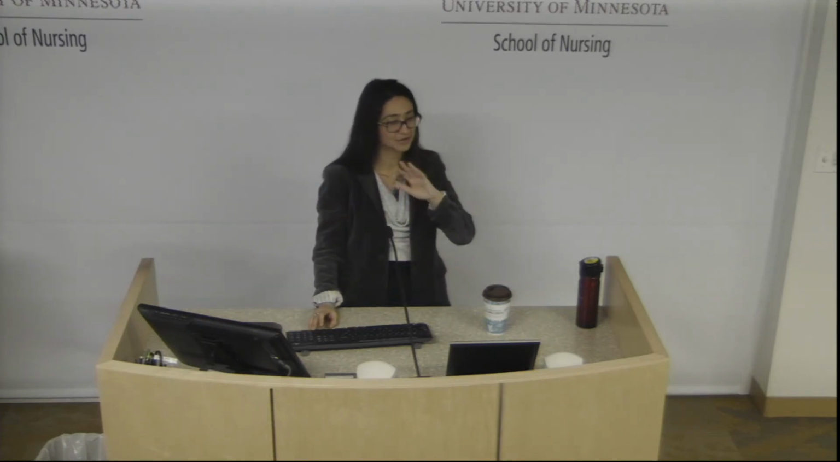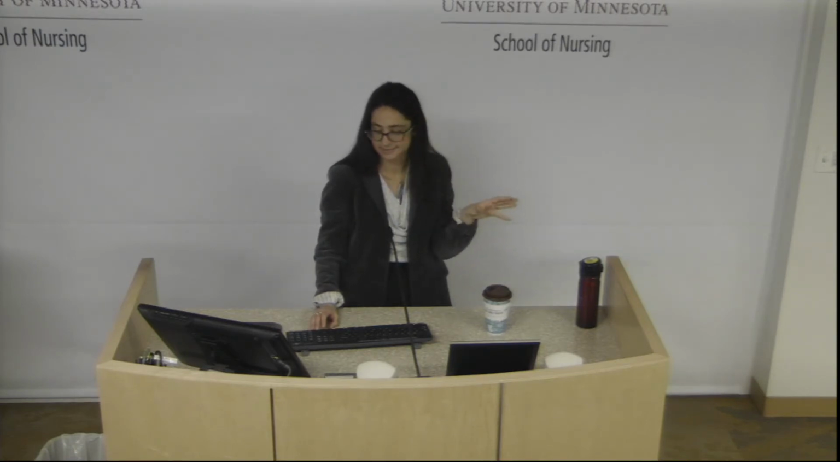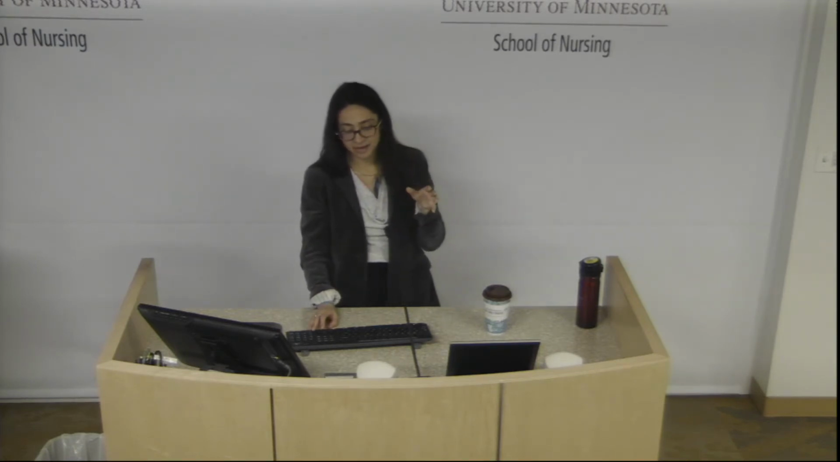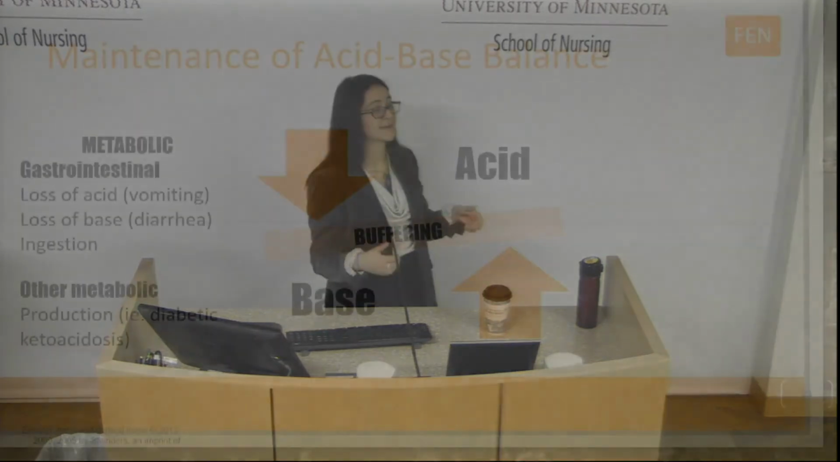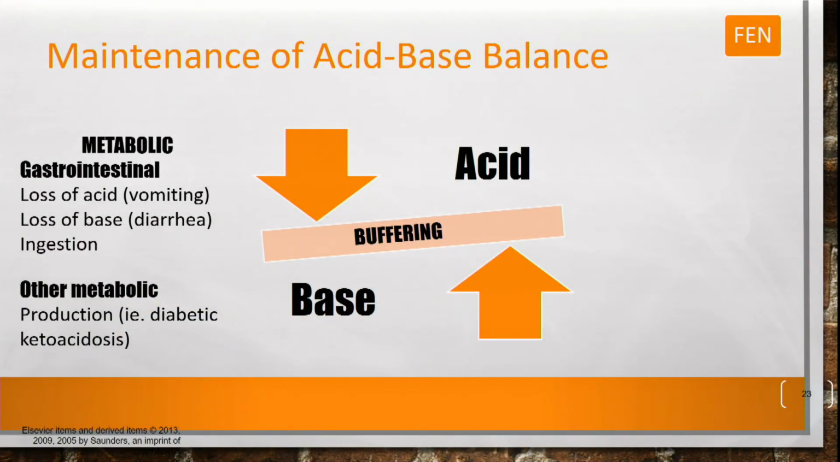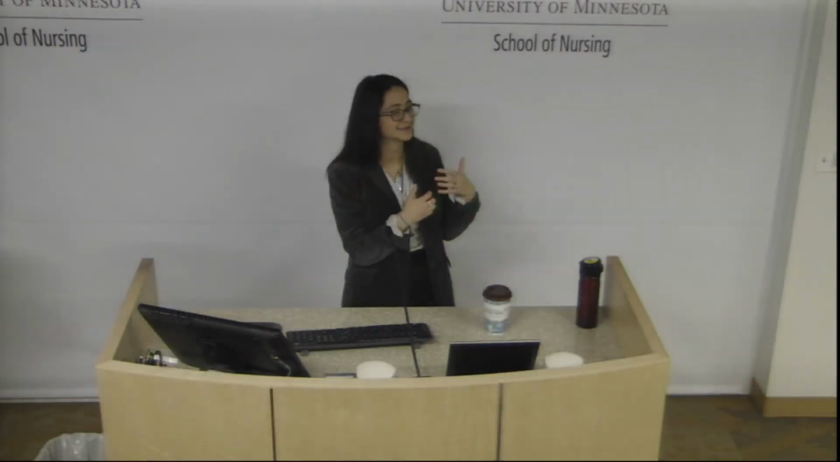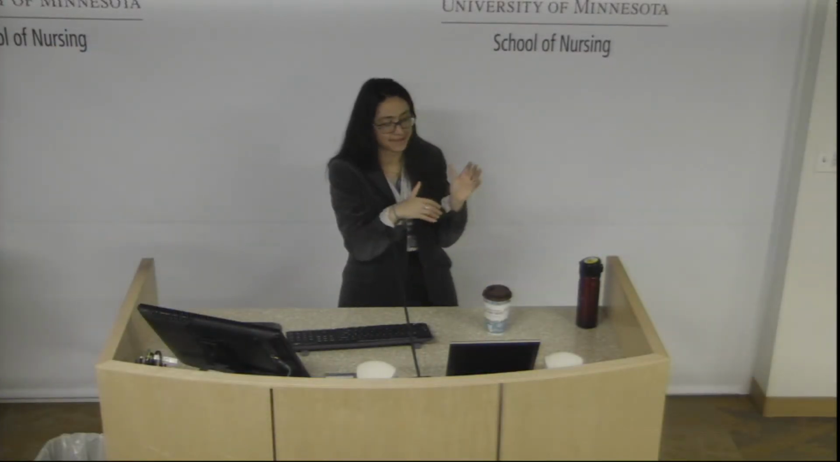Those are all considered in the metabolic range, the type of acidosis or alkalosis. Some other metabolic causes: the body can produce too many acids on its own. In diabetes, and you'll get this on the endocrine side, your body produces a lot of ketones because it's in a kind of starvation state. Those are acids, and that can lead to an acidosis. It's another type of imbalance.